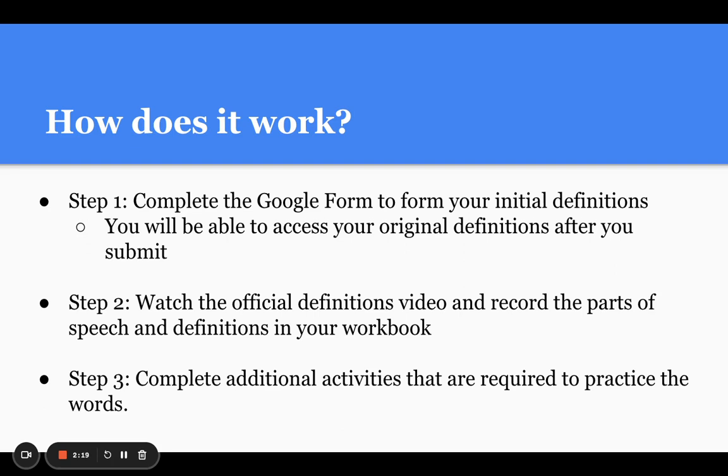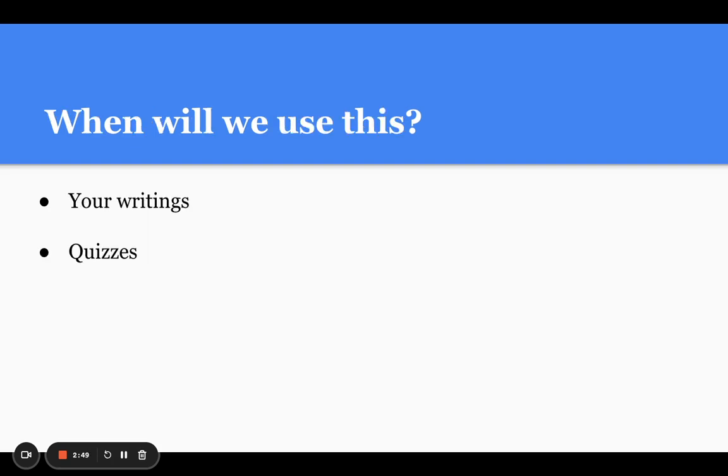Finally, there will always be additional activities that are required to practice the words. Sometimes it will be vocab slides where I give you activities on Google Slides. Sometimes it will be creating your own study device like a Quizlet or a Kahoot. Sometimes it might be even something that I haven't even thought of yet. But basically, you will do some form of application activity with this before you eventually take your vocab in context test. So, those are all of the things that you will see in the Schoology folder.